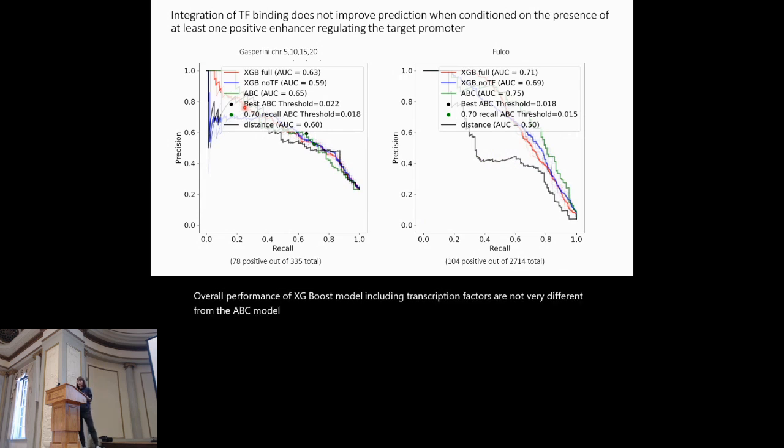So our interpretation is that if you already know that there's a large effect enhancer regulating your gene, then it seems like the H3K27 acetylation and Hi-C contact is all you need to find that enhancer. And having additional transcription factor information doesn't really give you much edge.